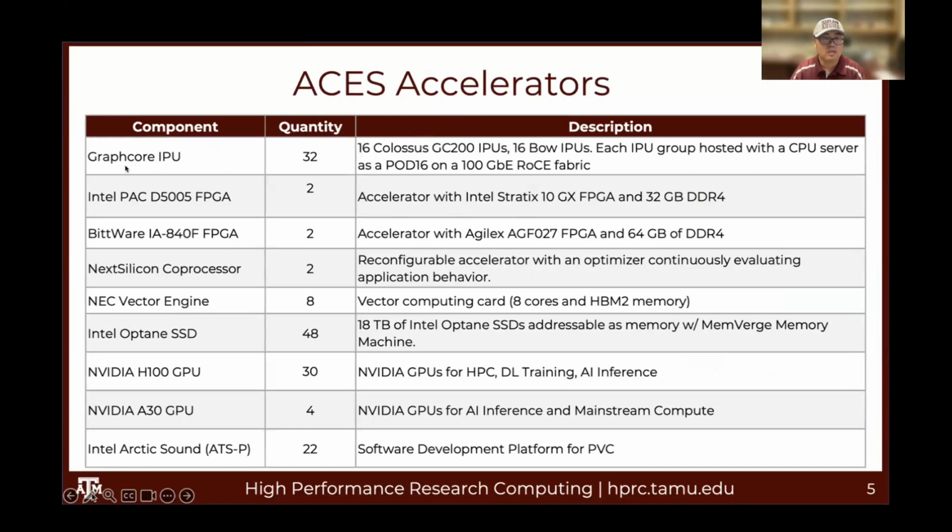Here is a table about the accelerators on ACES computing platform. You can also check the quantities of the different accelerators on the ACES computing cluster. So we have 32 Graphcore IPUs, and 16 of them are Colossus IPUs, and 16 of them are Bow IPUs. Bow is a little more advanced than Colossus, so we have both. And also we have Intel FPGA, BittWare FPGA, Next Silicon coprocessors, NEC vector engines.